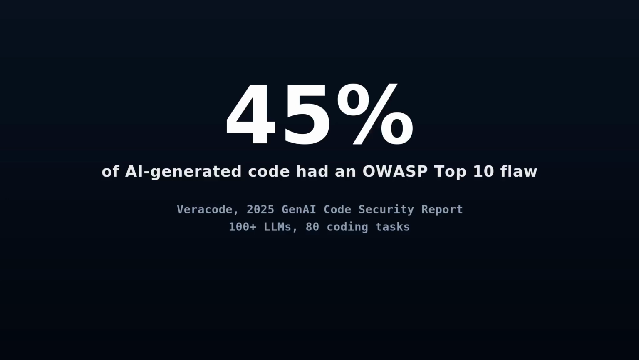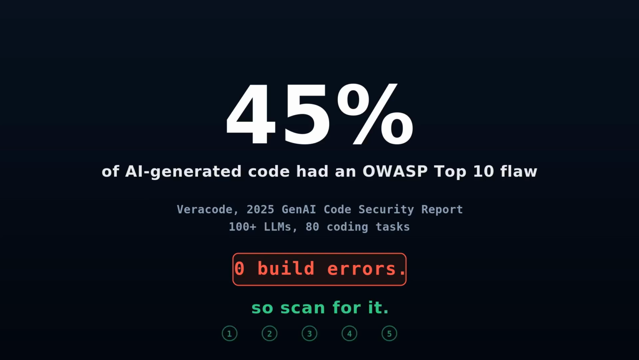Veracode tested over 100 language models across 80 coding tasks. 45% of the AI-generated code contained at least one OWASP top 10 vulnerability. None of it failed to compile. Your build stays green while the hole ships. So you scan for it. 5 checks, 60 seconds, every diff.